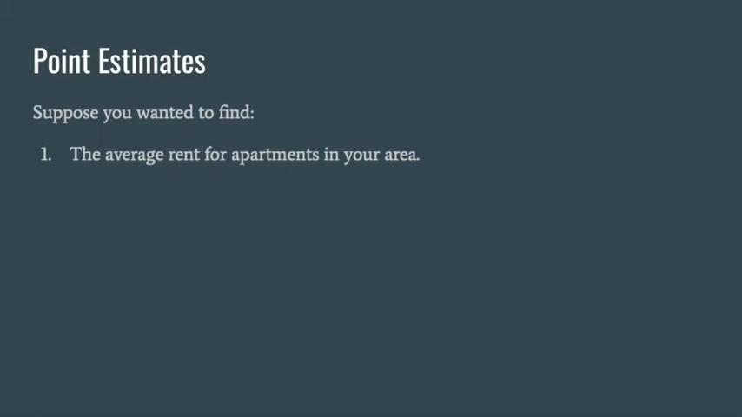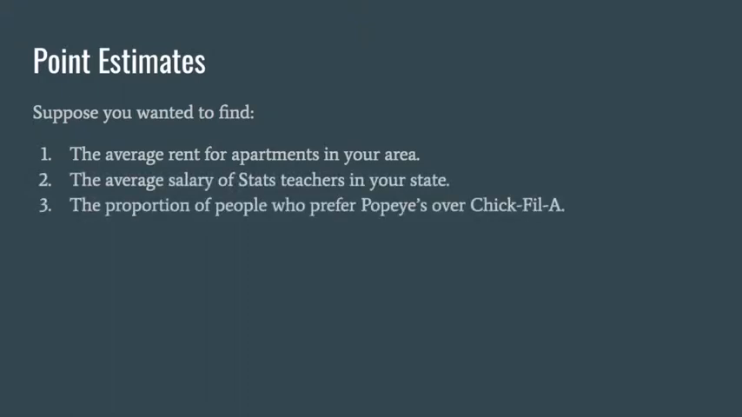So say, for example, you wanted to find the average rent for apartments in your area, or the average salary of stats teachers in your state, or the proportion of people who prefer Popeyes over Chick-fil-A. Well, you could collect samples, and you could get a sample mean for average rent or average salary. You could get a sample proportion for people who prefer one over the other.